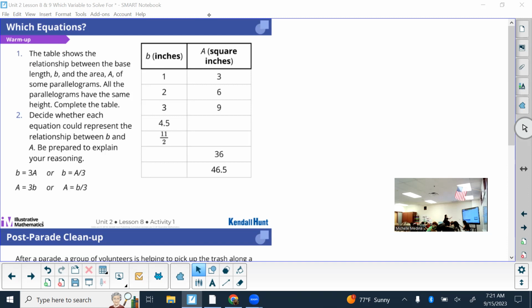All right, but you have this table printed on your paper. It shows the relationship between the base length and the area of some parallelograms. And they all have the same height. So you needed to complete the table and then answer the second question. So when you're completing the table, what are some strategies that we've talked about for how to best do that?